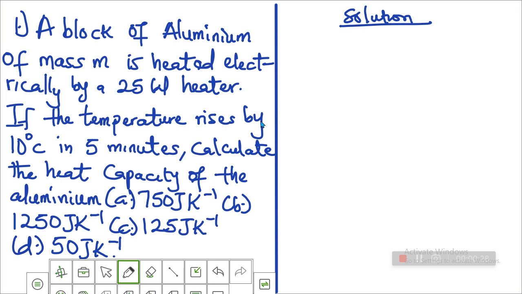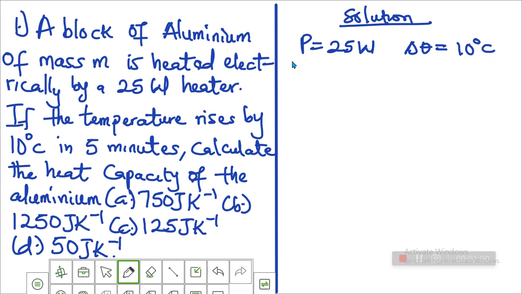They said a block of aluminium of mass m is heated electrically by a 25 watts heater. They now said the temperature rises by 10 degrees C. Now you should know that 25 watts represents our power. Whenever you have a temperature rise, or they say rise in temperature, it represents delta theta.